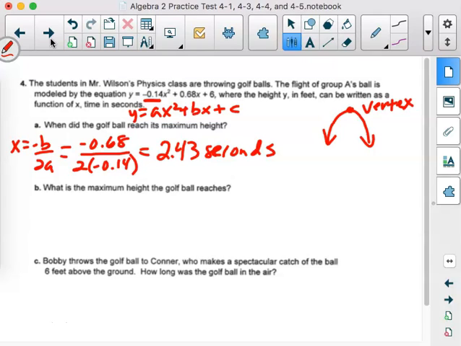So that answers their question, because their question was, when did the golf ball reach its maximum height? And up there it said that x is time in seconds. All right, what is the maximum height? Oh, well, that's the y. We were talking about that when we did the last 2 problems. So that means I have to take my 2.43 seconds and put it back into the original equation.